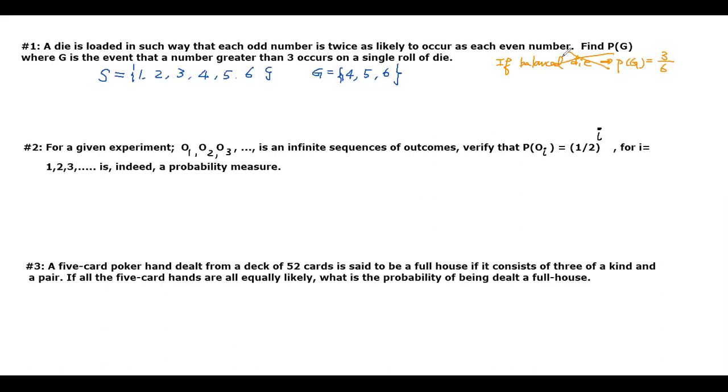So here, they said it's loaded. An odd number happens twice as often as an even number. So how do I solve this problem? Let's say W is the probability of getting an even number. And because it's loaded, an odd number has twice that, so I have 2W for an odd number.